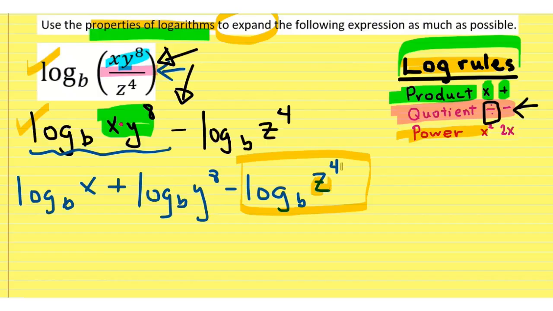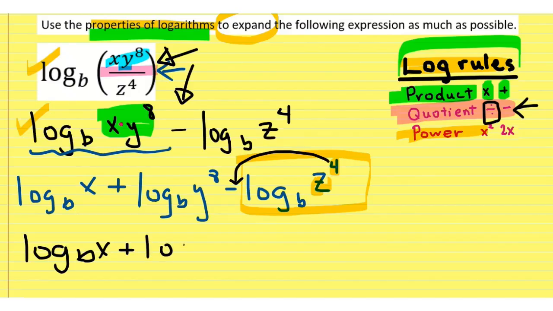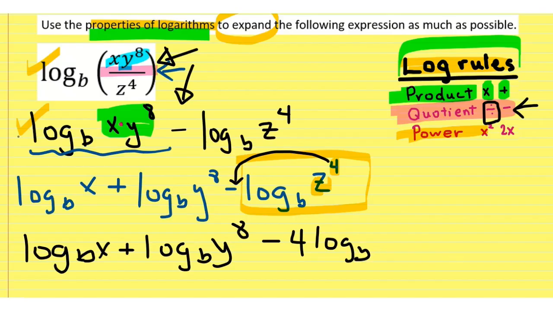I have z to the power of 4. And like we said at the beginning of the video, that means that I am allowed to bring that 4 down in front. So I can rewrite this finally as log base b of x plus log base b of y to the 8th minus 4 times log base b of z.